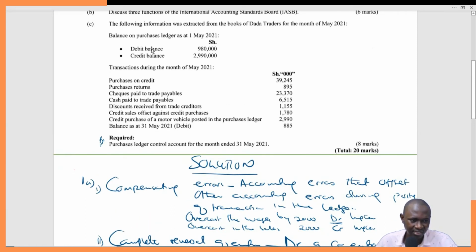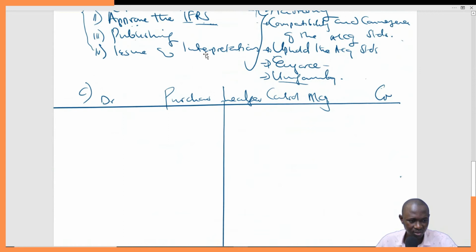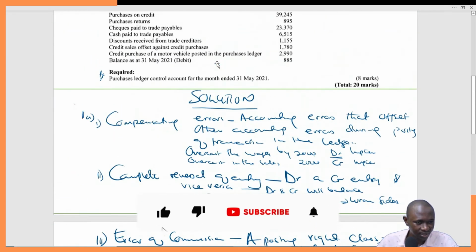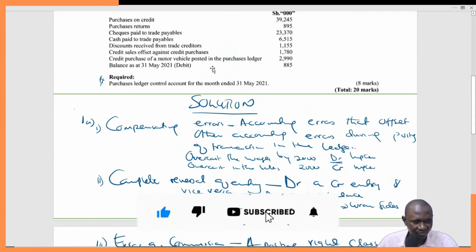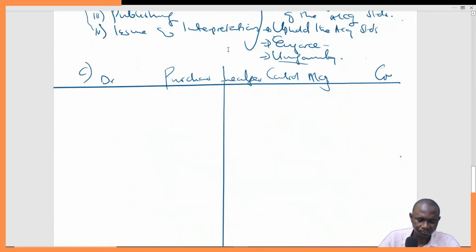Now you can see these are debit balance of 980, balance on purchases ledger as at 1st May 2021. Debit balance 980, credit balance 2.99. So what you need to do is just come here and indicate the date. This is 1st May 2021. So you might want to show the date. Remember, the format is always date, and we always start with the date.